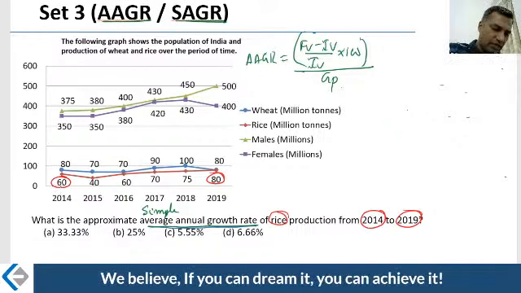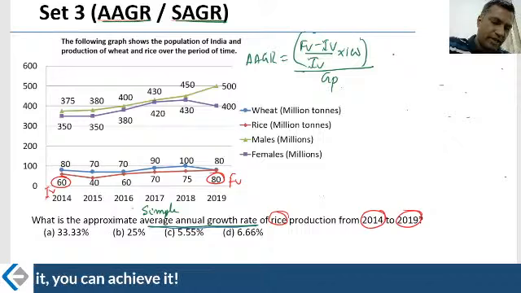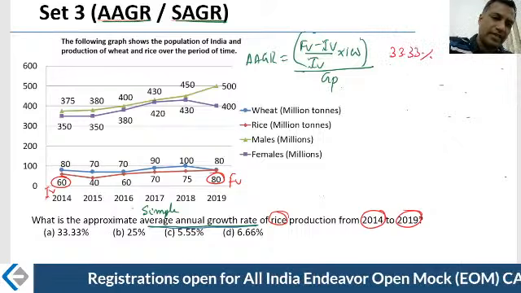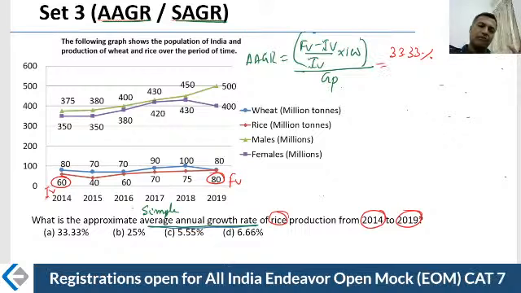Good. So this is my initial value and this is my final value. What is the gap here, my friends? 20. Therefore 20 divided by 60 into 100, you are saying this is 33.33%. We all know how to calculate percentages. Therefore I did the numerator part. What is the numerator part? 33.33%.